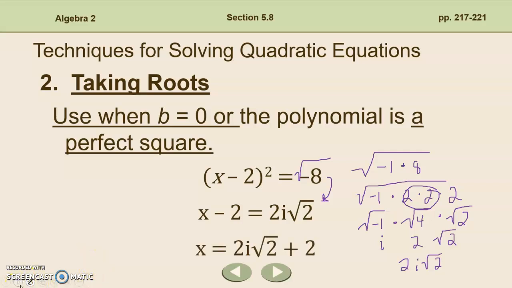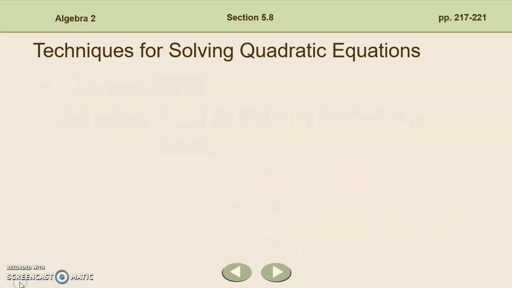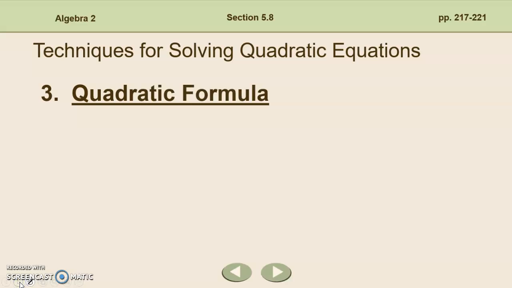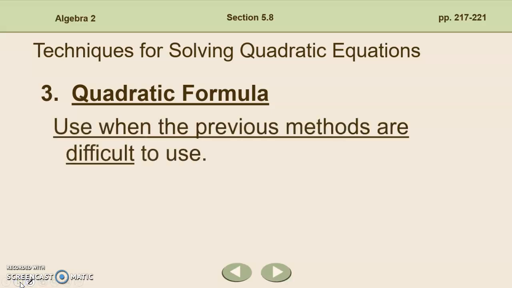We would write that as x equals 2i square root of 2 plus 2. A third technique that we looked at is the quadratic formula. And the quadratic formula is a formula where we really just plug and chug. And we're going to use this when the previous methods are difficult to use. When it doesn't factor easily, when we can't take roots, the quadratic formula is what we're going to use.